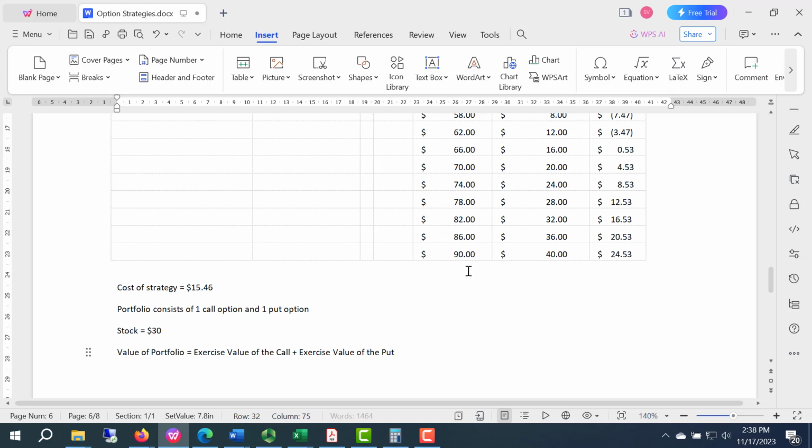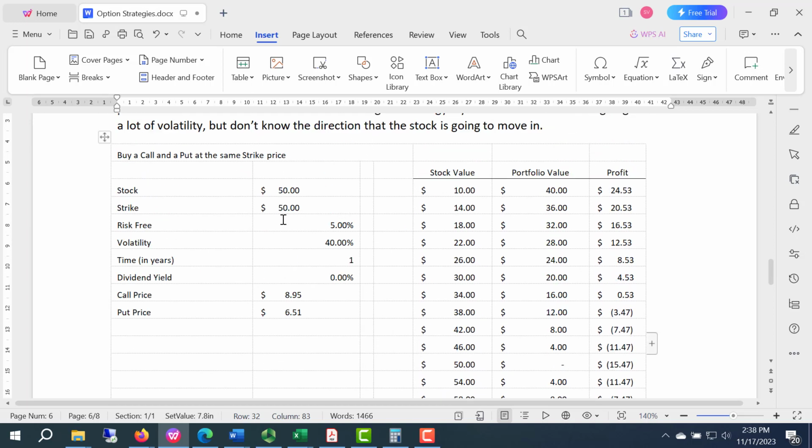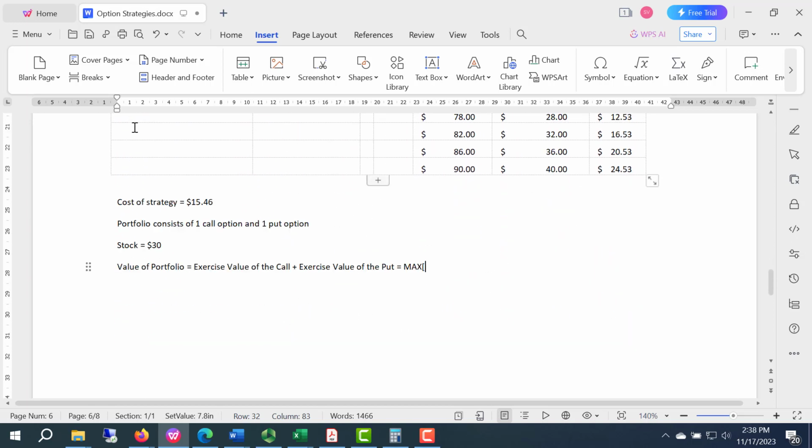So in this case, the exercise value of the call is equal to the maximum of the stock price minus the strike price. So the stock price, we say here is $30, so that's going to be our ending stock price. And our strike price is $50.